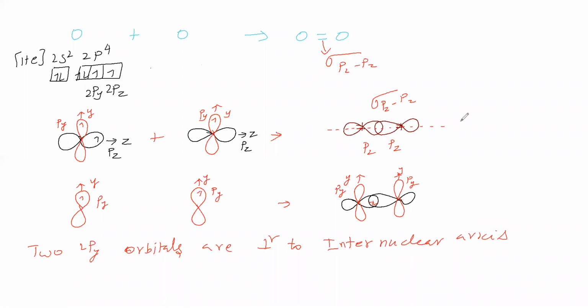The internuclear axis is nothing but the z-axis. Okay, by convention the internuclear axis is taken as the z-axis. Even the y-axis or the x-axis we can take, but here we have considered the internuclear axis as the z-axis. So here two 2p atomic orbitals are perpendicular to the internuclear axis and they are parallel to each other.